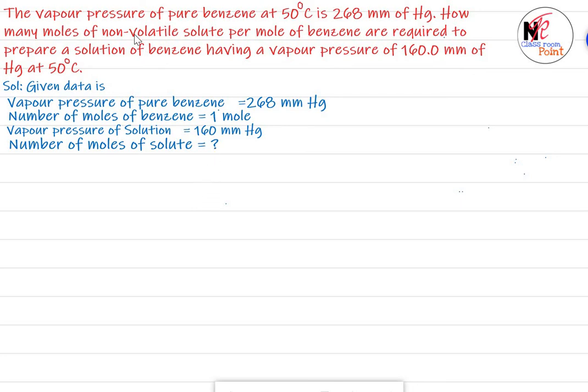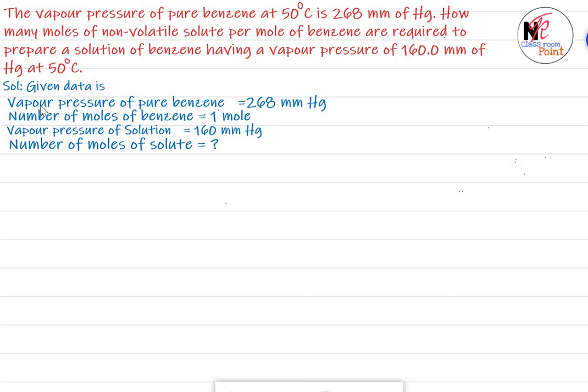So now let us see another question. The given question is: the vapor pressure of pure benzene at 50 degrees centigrade is 268 millimeters of mercury. How many moles of non-volatile solute, so we need to calculate only moles, not the weight or molecular weight, per mole of benzene, are required to prepare a solution of benzene having a vapor pressure of 160 millimeters of mercury at the same temperature, 50 degrees centigrade.